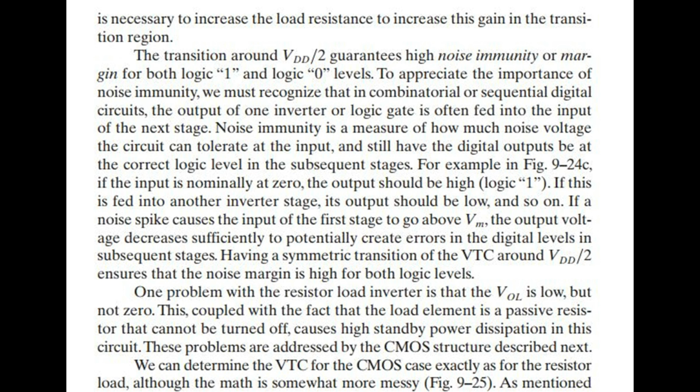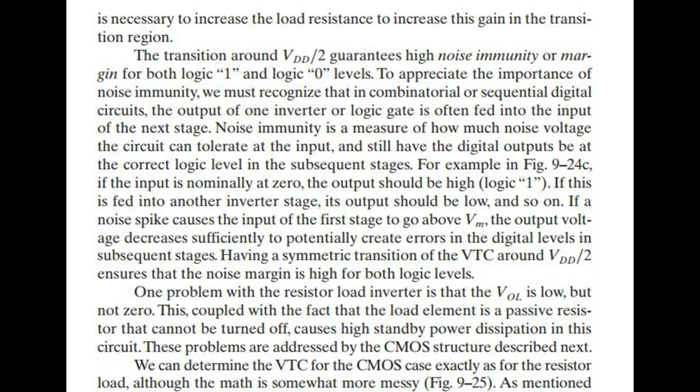For example, in Fig 9.24c, if the input is nominally at 0, the output should be high, logic 1. If this is fed into another inverter stage, its output should be low, and so on. If a noise spike causes the input of the first stage to go above VIL, the output voltage decreases sufficiently to potentially create errors in the digital levels in subsequent stages. Having a symmetric transition of the VTC around VDD/2 ensures that the noise margin is high for both logic levels.